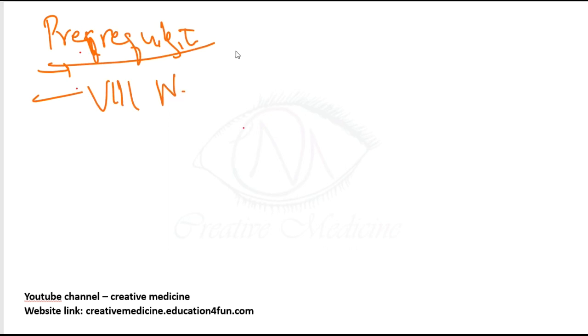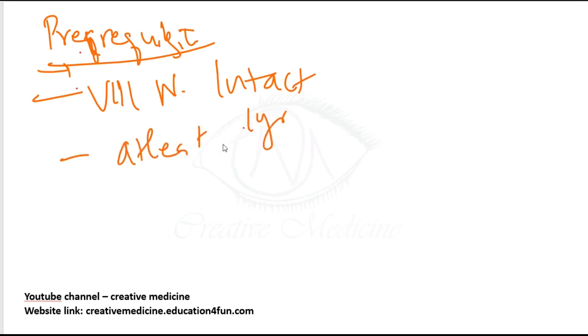Okay, now what are the prerequisites of a cochlear implant? The first prerequisite, which should definitely be present, is that the eighth nerve should be intact. The baby should be at least 1 year of age. Postlingual deaf patients tend to do better than prelingual deaf patients, and these patients should have a speech discrimination score of less than 50%.